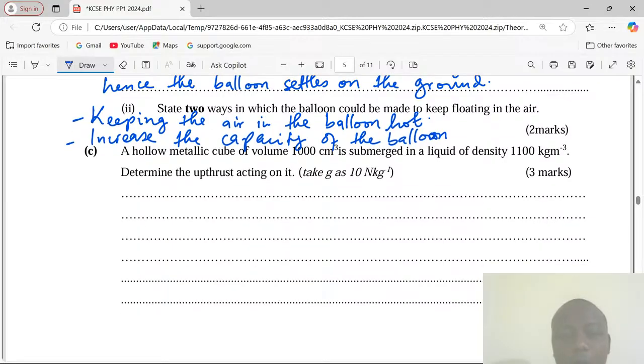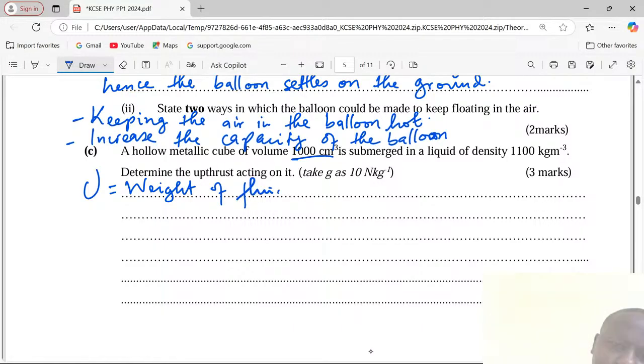A hollow metallic cube of volume 1,000 cubic centimeters is submerged in a liquid of density 1,100 kilograms per meter cubed. Determine the upthrust acting on it. Upthrust equals the weight of fluid displaced.